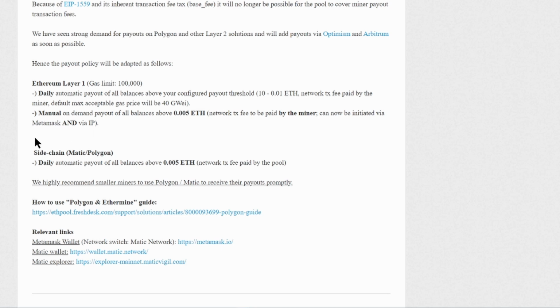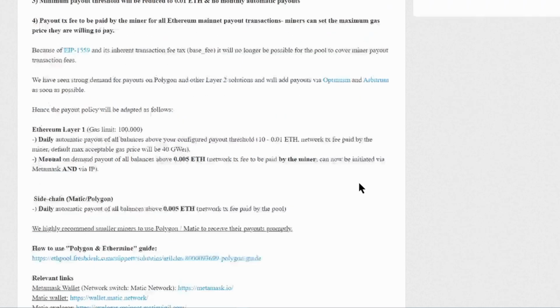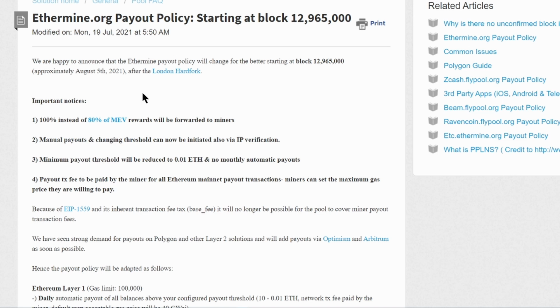And then the sidechain, which they added recently, Matic or Polygon. Daily automatic payouts of all balances above 0.005 ETH. Network transaction fee paid by the pool. However, as we've seen previously, with these payouts to Matic and Polygon, if you leave your money there, that's fine. But whenever you want to try and get the money out of there, then there is a big transaction fee for that as well. So unfortunately, there's no more free way to get your crypto that you mined from ethermine.org every month. It looks like this month will be the last one that it happens, which is very sad.